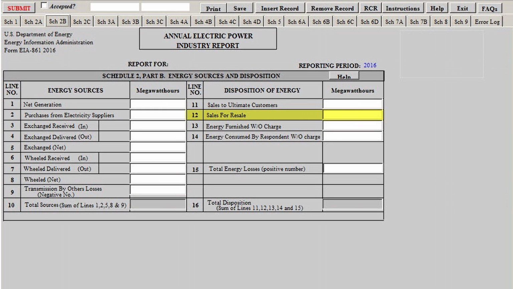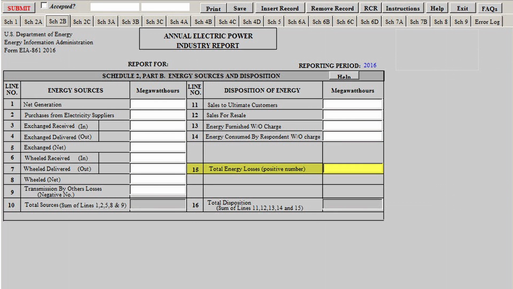Line 12 is energy that is not used by an ultimate customer, but is rather sold to another provider as a wholesale sale. Line 13 includes the energy that the utility provides without charge and should not include energy used by the utility. Line 14 is the energy used by utility without charge. An example would be the electricity used for the utility's headquarters office or facilities without charge.